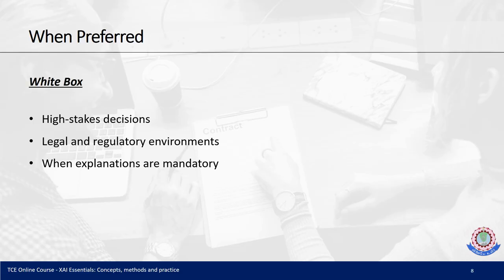Yes, white box models are preferred when interpretability is critical. These include healthcare decisions, financial approvals, legal and regulatory environments, and any scenario where explanation is required by law or ethics. In such cases, a slightly less accurate but explainable model is often better than a highly accurate one.